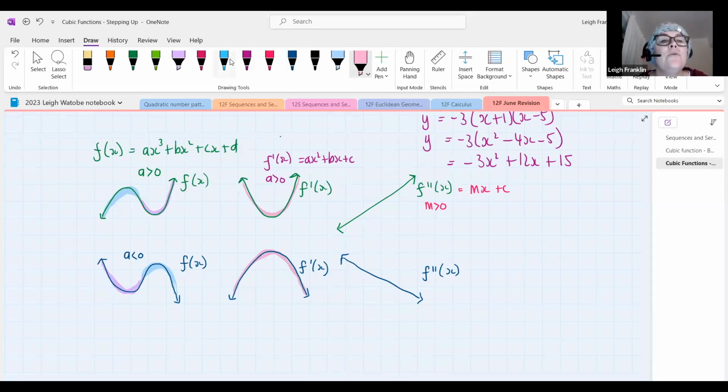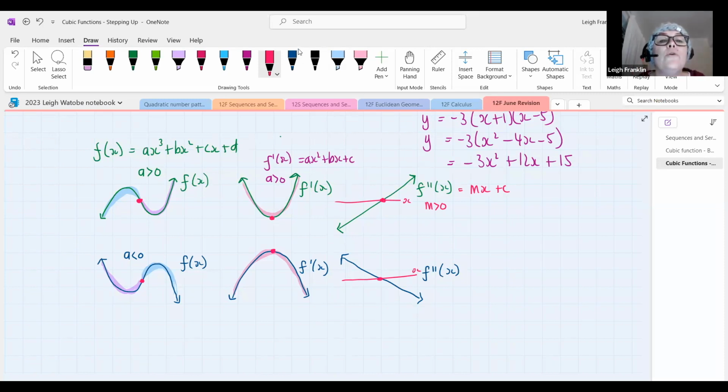The other thing that you need to remember: your point of inflection, that x coordinate is the same as the x coordinate at your turning point, which is the same as the x coordinate at your x-intercept if this was the x-axis. Same story over here. The x coordinate at the point of inflection is the x coordinate at your turning point, and again, if that's your x-axis, that would be your x-intercept.